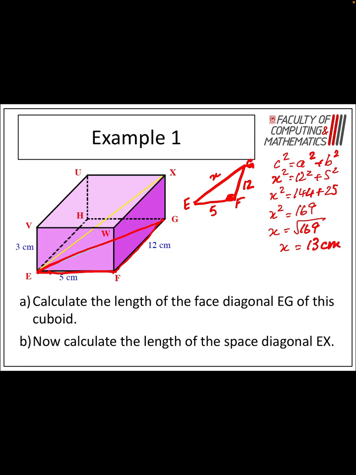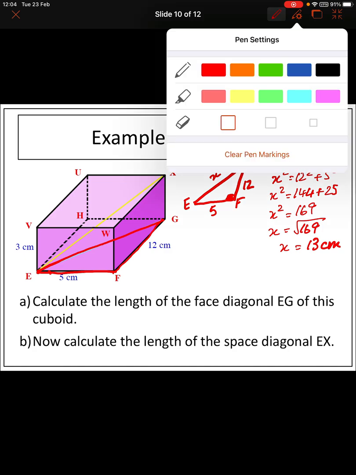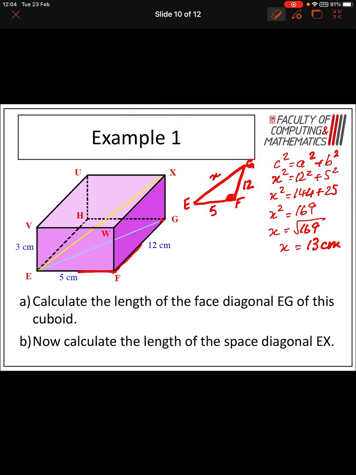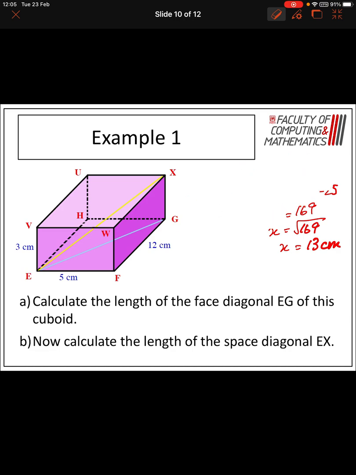So we've just found the face diagonal, EG, and now for part B, sorry, I'm going to have to rub this out. What I want to find is the space diagonal. The space diagonal I'm talking about is this one here, which is going to come down there and use that face diagonal there, which you'll remember was 13 centimetres.